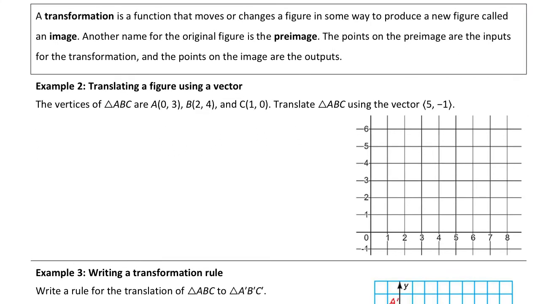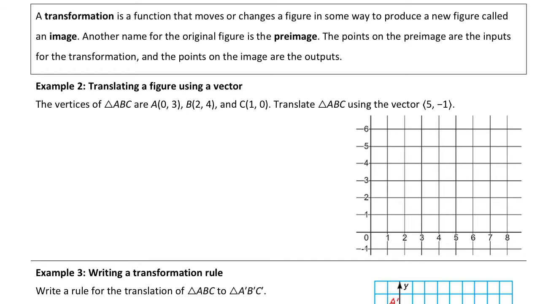When we talk about transformations, transformations have a new figure called an image. The original figure is called the preimage. A transformation is a type of function that moves or changes a figure in some way to produce a new figure. That new figure is called the image. Another name for the original figure is the preimage. So the preimage are the inputs, the image are the outputs.